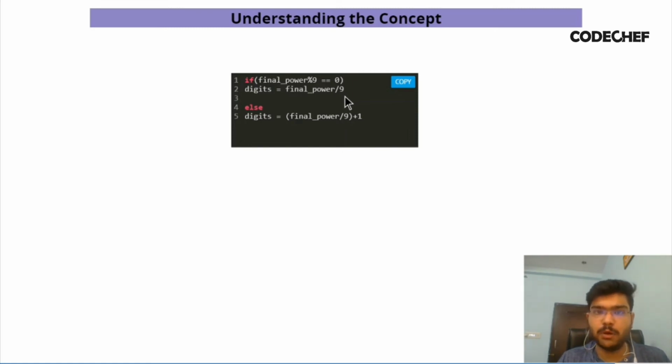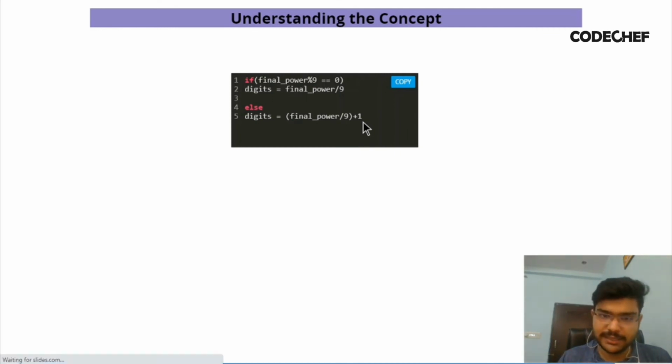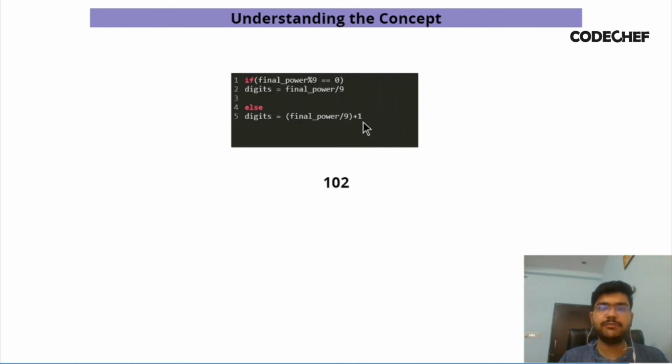Otherwise, what will be the number of digits? It will be final power divided by 9 plus 1. Plus 1 because there is a remainder, a number smaller than 9 remaining in the final power, so that will count up to one extra digit. So this is the concept. Let us take one example to clear things up finally.